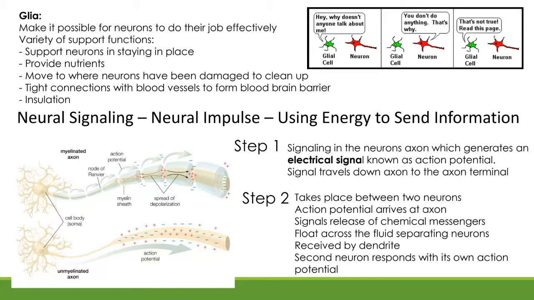So the glial cells are not much spoken about, but they have a very important job in actually keeping all of these structures in place and functioning so that our neurons can work properly and that our body can have information that travels through it.